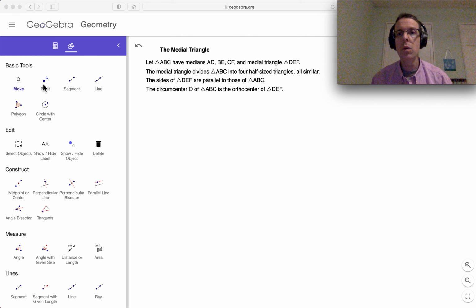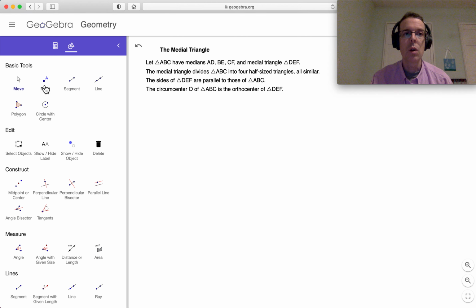Also, if two out of the three sides in relation to a different triangle are proportional, and if the angle that connects those two sides are equal, then that's enough to show that two triangles are going to be similar. So here we're talking about the medial triangle. Let me remind you what the medial triangle is.